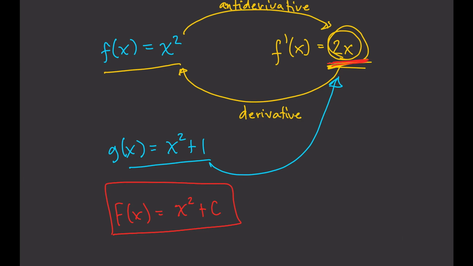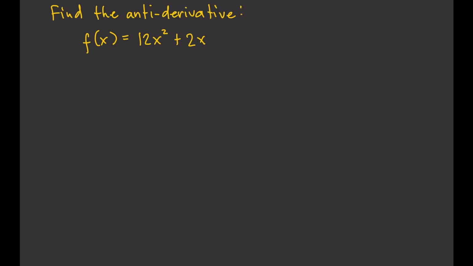Now let's have a few examples here. Let's say that our function is f of x equals 12x squared plus 2x. Find the antiderivative. What we have to do is think of a function so that when we differentiate that function, the answer is 12x squared plus 2x. The way we will do that is by looking at the terms one by one. First we're going to look at 12x squared.